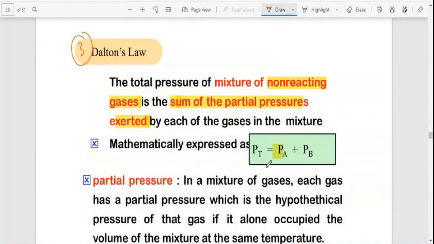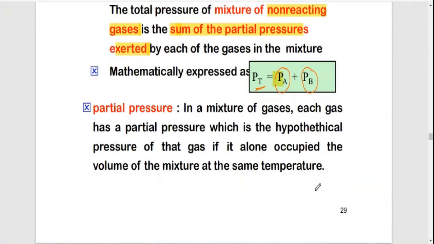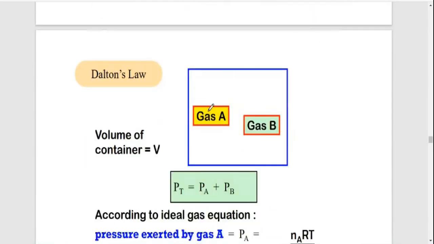This one considered as partial pressure of gas A, partial pressure of gas B, sum up together become the total pressure. Okay, what means by partial pressure? In a mixture of gas, each gas has a partial pressure. Setiap jenis gas pun ada pressure dia. It's the hypothetical pressure, secara teori lah, of the gas if it alone occupied the volume of the mixture at the same temperature. Tak penting, jadi tahu je. So contohnya dalam ruang ini ada gas A, gas B. Jadi Dalton's law kata, dalam ruang ini pressure A campur pressure B adalah sama dengan jumlah pressure.